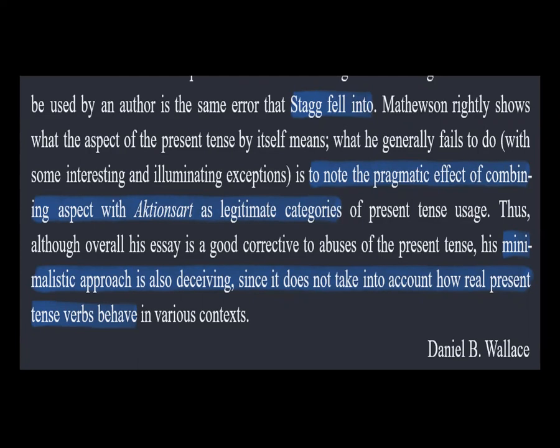He said, Matheson rightly shows what the aspect of the present tense by itself means. What he generally fails to do, with some interesting and illuminating exceptions, is to note the pragmatic effect of combining aspect with Aktionsart as legitimate categories of present tense usage. Thus, although overall his essay is a good corrective to abuses of the present tense, his minimalistic approach is also deceiving, since it does not take into account how real present tense verbs behave in various contexts.